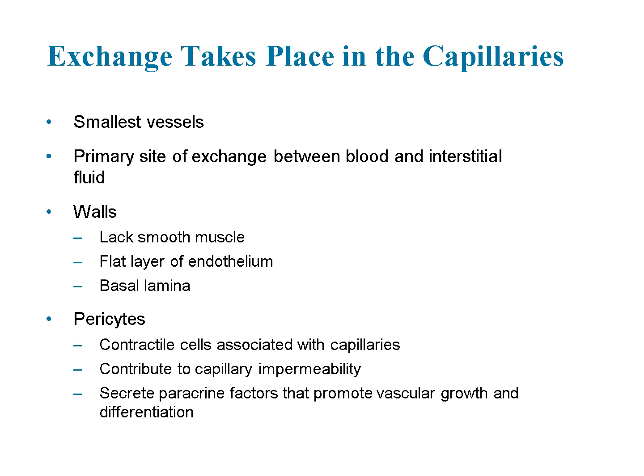Surrounding some capillaries are specialized cells called pericytes. These contractile cells provide structural support and contribute to the regulation of capillary permeability. By secreting paracrine factors, pericytes also promote vascular growth and differentiation, helping to maintain and repair the blood vessel network. Through this intricate system, capillaries ensure that every cell in the body receives the essential substances it needs while effectively removing metabolic waste. This makes them a vital component of the circulatory system, supporting overall health and function.